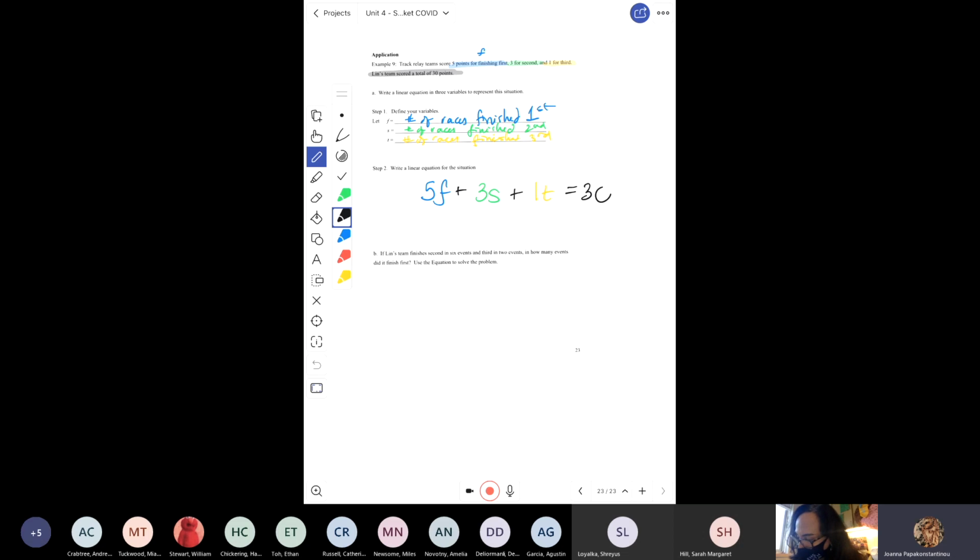Now the question is, if Lynn finished second in 6 events, no, third in 6 events. No, sorry, I can't even read this teeny tiny print. Hold on. She finishes second, so that was green, in 6 events. Third in 2 events. I want to know how many events she finished first. So I'm solving for F.